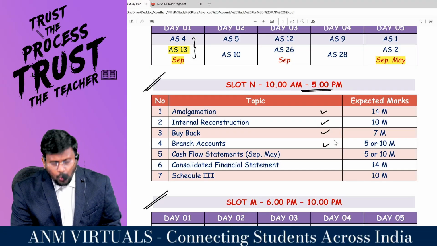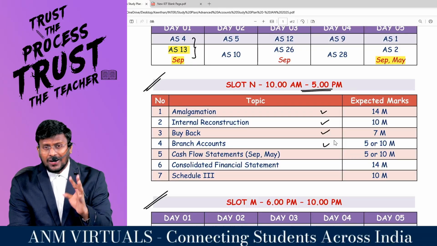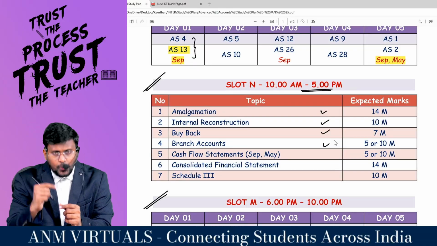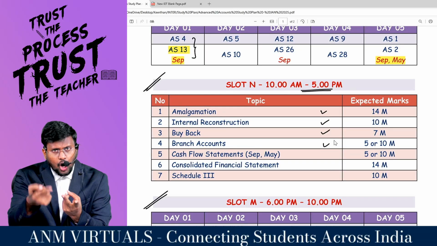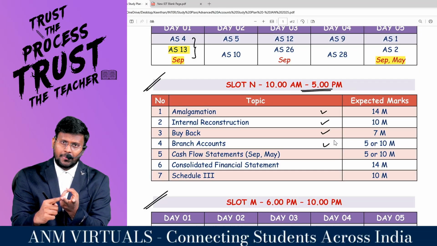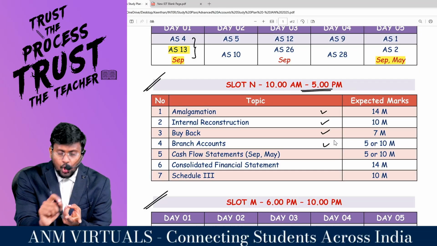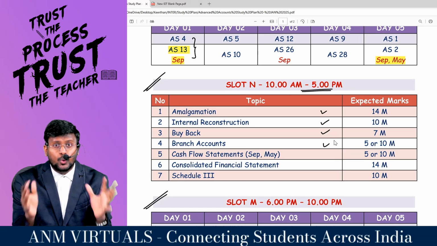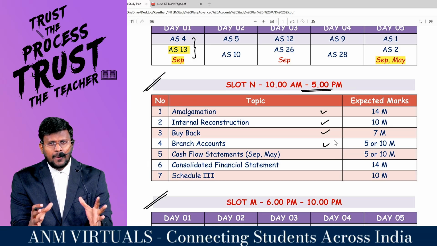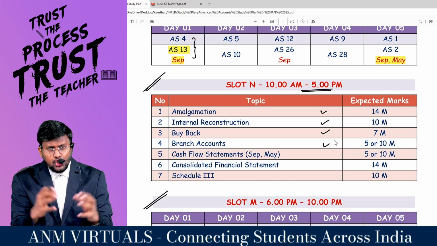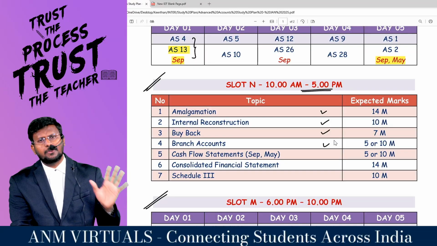Then branch accounts, try a new question. What are the sources? Either the last 2 question papers, which are the September exam, or the just-before May examination question paper. That means after completing this process, you should have completed those 2 question papers. Then the shock of seeing a question paper will come to an end.